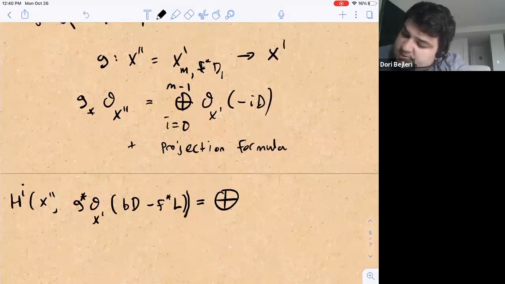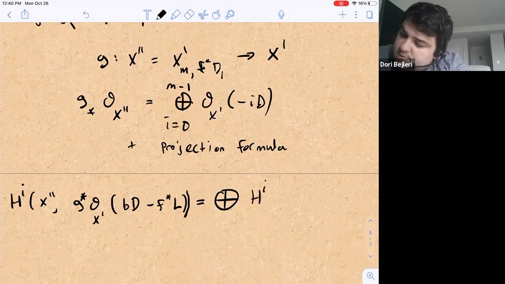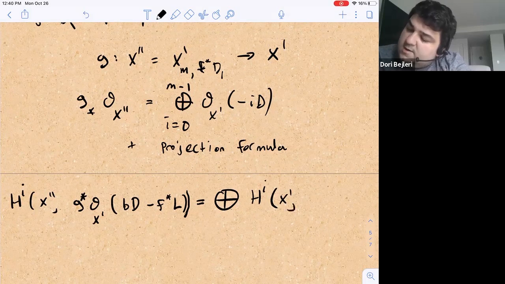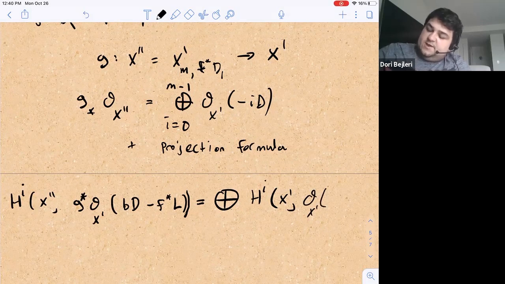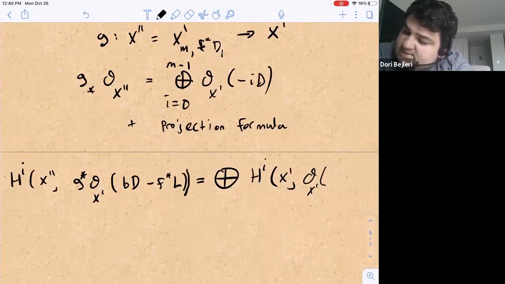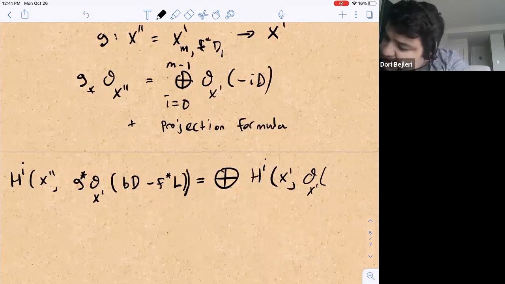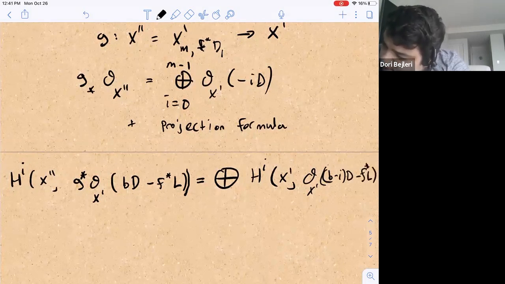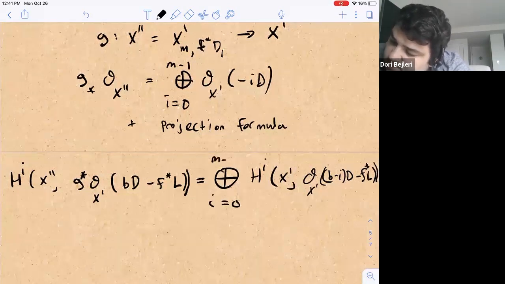Then this is equal to the direct sum of the cohomology downstairs. So now downstairs is X prime, OX prime, but now we have to twist by all these various pieces in the summand for G lower star OX double prime. So we have to twist by minus iD for various i, so we get B minus iD minus F upper star L from i equals 0 to M minus 1.